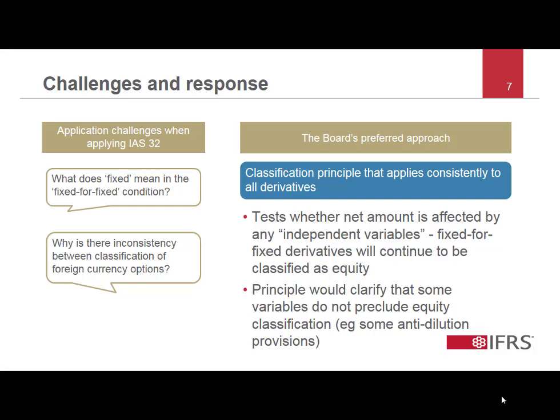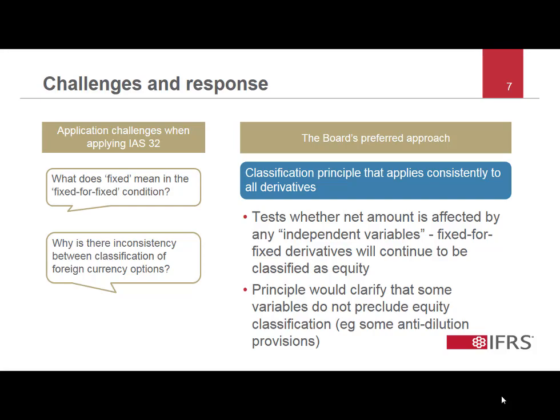The key test will be what drives the value of the derivative on settlement. We call this the net amount. The discussion paper focuses on whether the net amount of a derivative on own equity is affected by any variable that is independent of the entity's available economic resources.